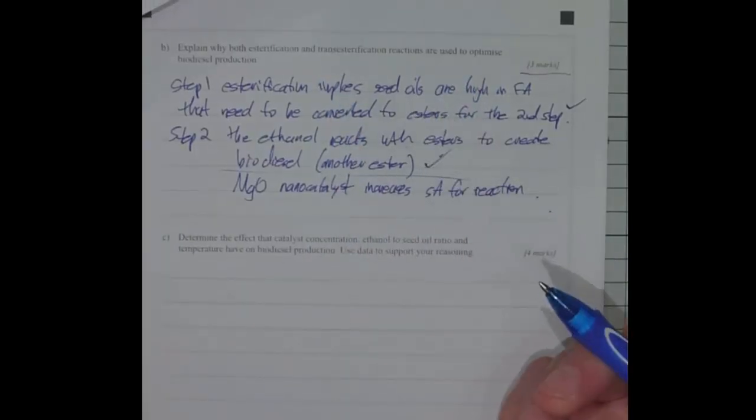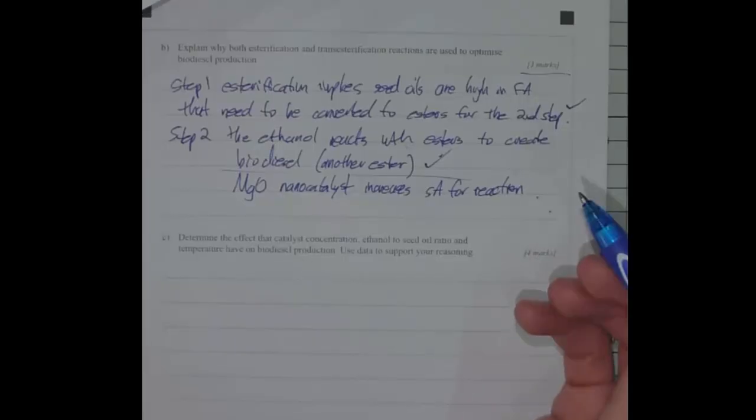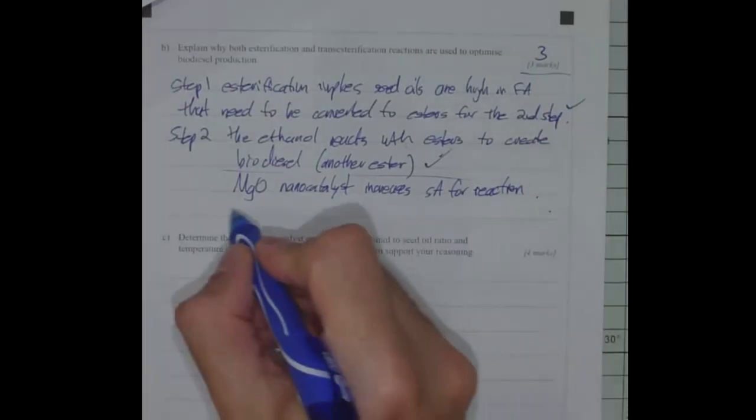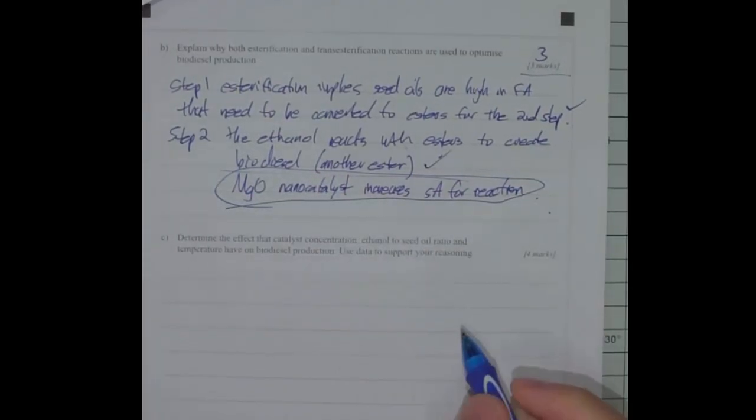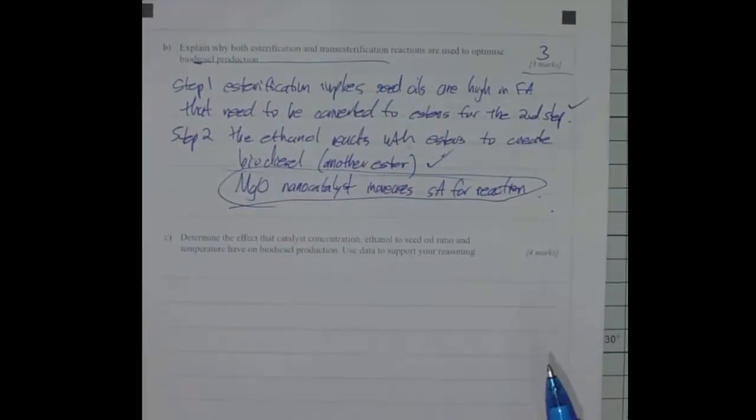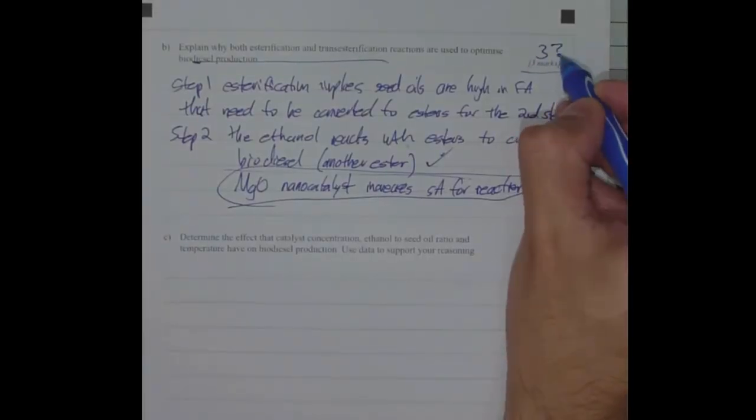That third point makes no sense at all. I'm still going to give myself 3 because I've said something that's actually of value rather than restating the question for the third mark. All right. Rough, very rough. So 3, I think so.